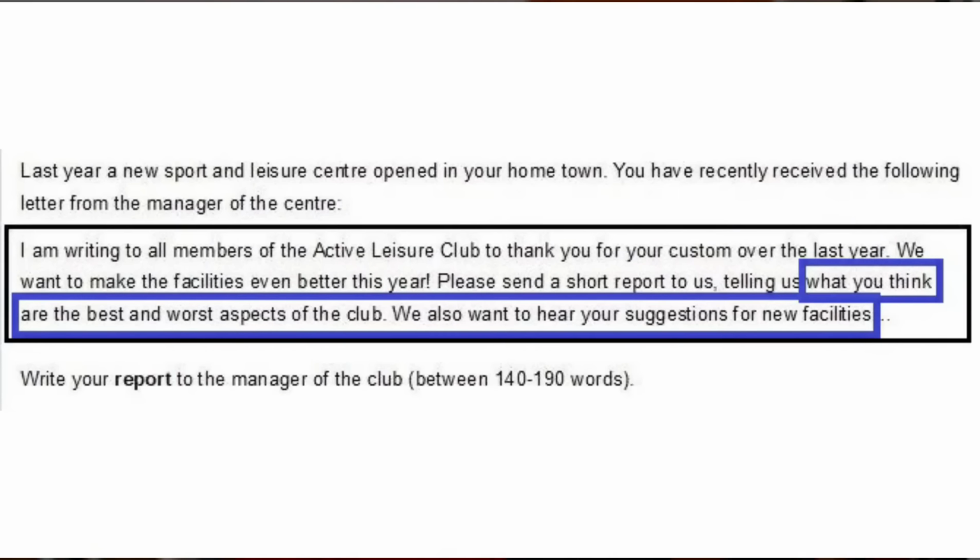Let's look again at our example from before. There are 2 topic points that we need to discuss. The first one is the best and worst aspects of the club. The second one is giving suggestions on how the club could improve in the future.